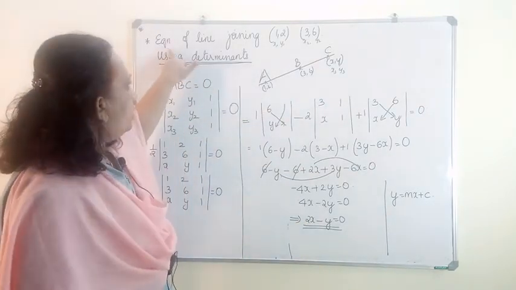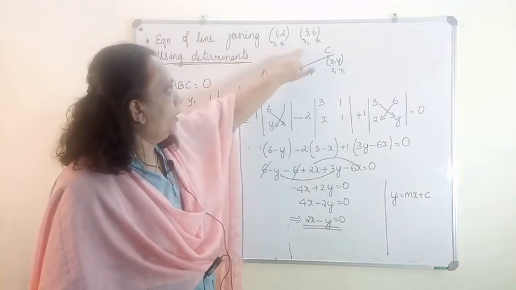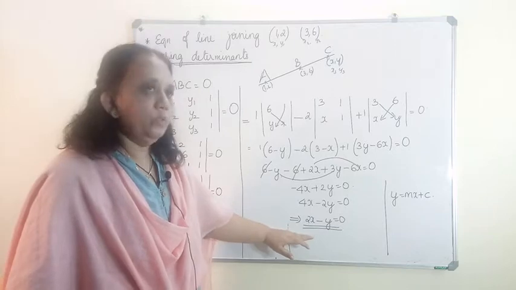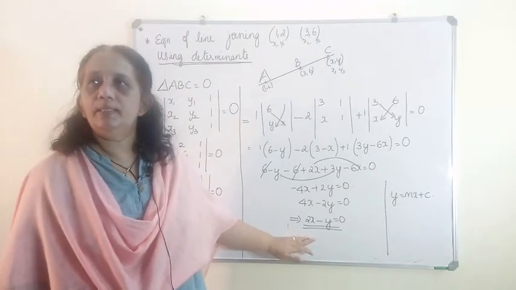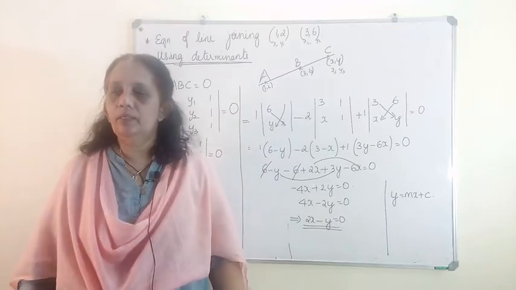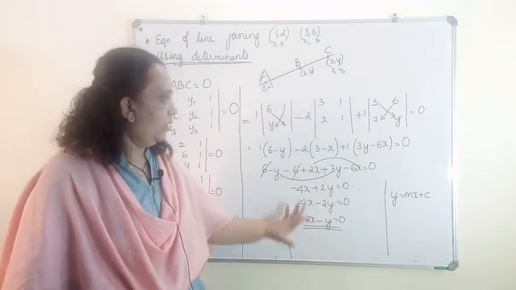So, equation of the line passing through 2 points using determinants. You were able to do it because 3 points form a line means area of the triangle formed by them is equal to 0. Copy them.